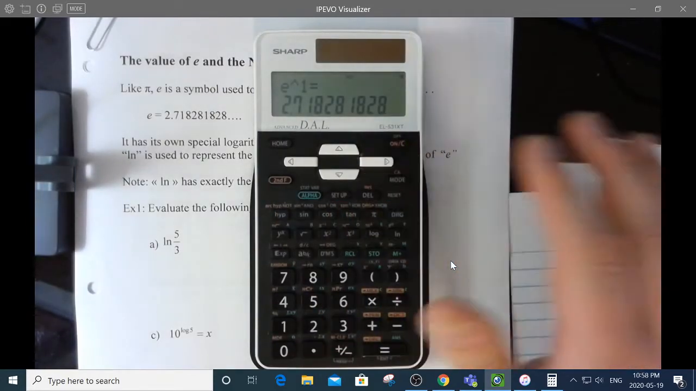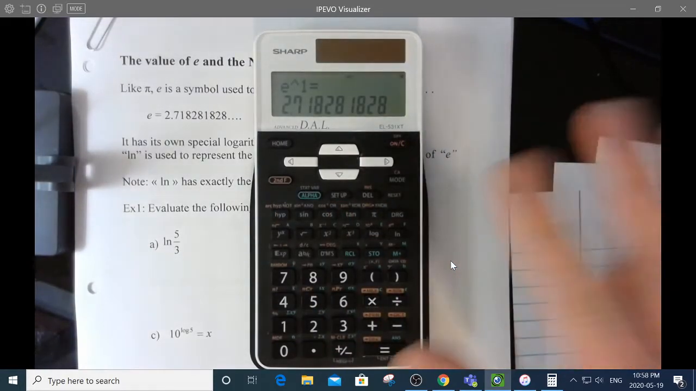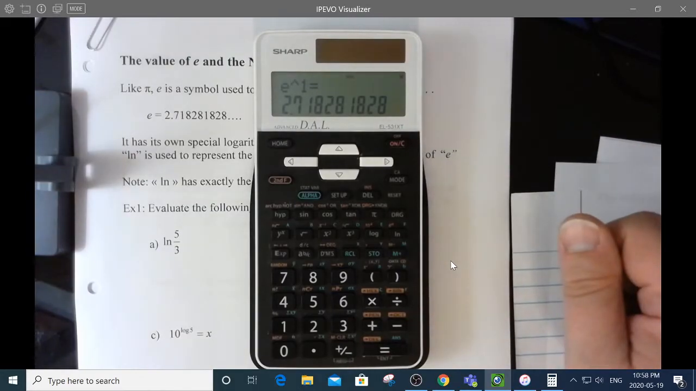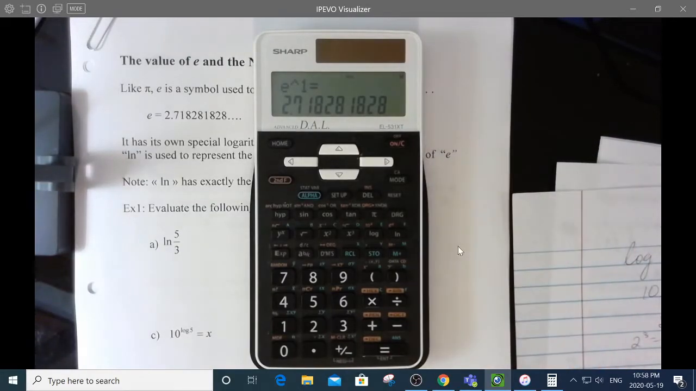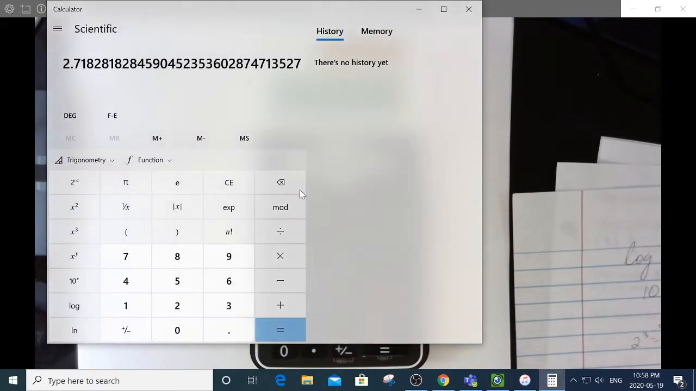And again, on a smaller screen there, it does look like it's repeating, but as we saw in the other calculator, it is not. Some calculators are fancier, like the computer calculator, where you can just have an e button. You don't have to trick it into telling you an exponent and make the exponent 1.